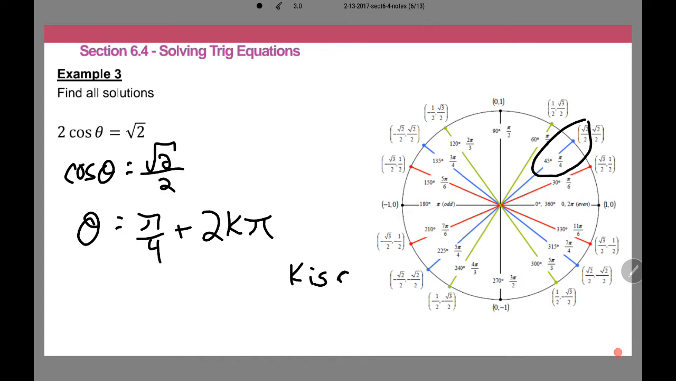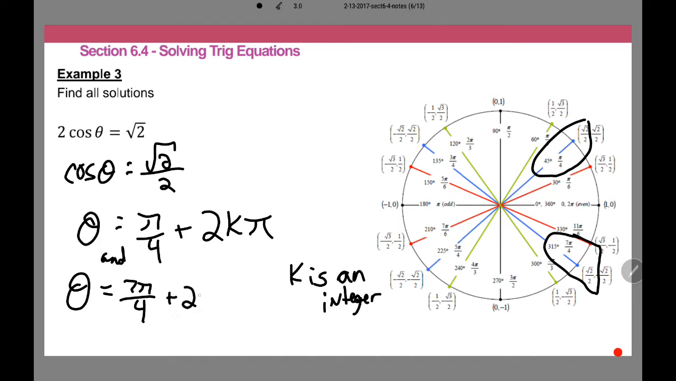Alright. So if I put in 5, that means I go around the circle 5 times. If I put in -1, I go around the circle backwards. That's not my only one though, because I've also got this 7 pi over 4 that has that square root of 2 over 2. So I've got 7 pi over 4, and then again I've got 2k pi, because I can go around the circle multiple times. That's why the 2k pi is there. So if it says all solutions, you need the 2k pi.